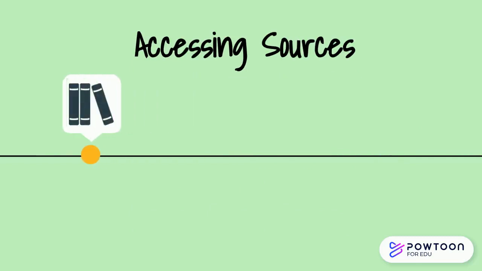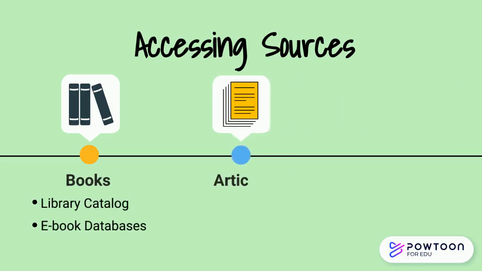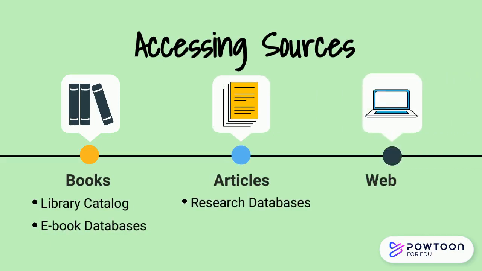Each of these formats have different methods of access. Books and ebooks can be located using the library catalog or, in the case of ebooks, certain databases. Articles will be located in library databases, most of which will include built-in tools for limiting and refining your searches. Websites can be accessed by using search engines on the internet.